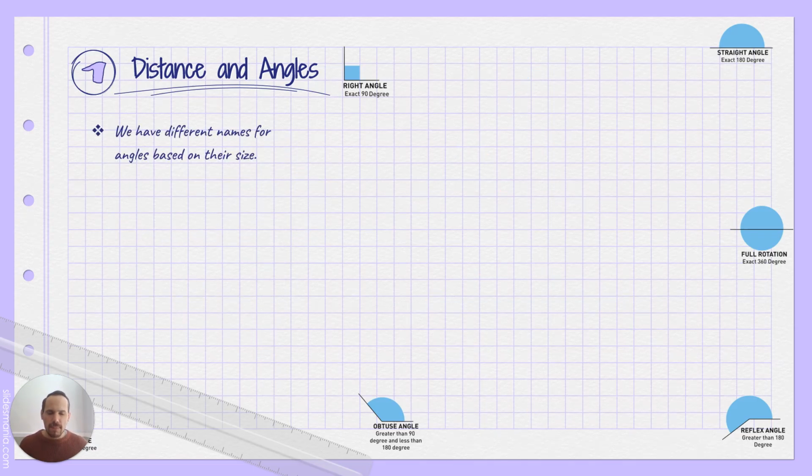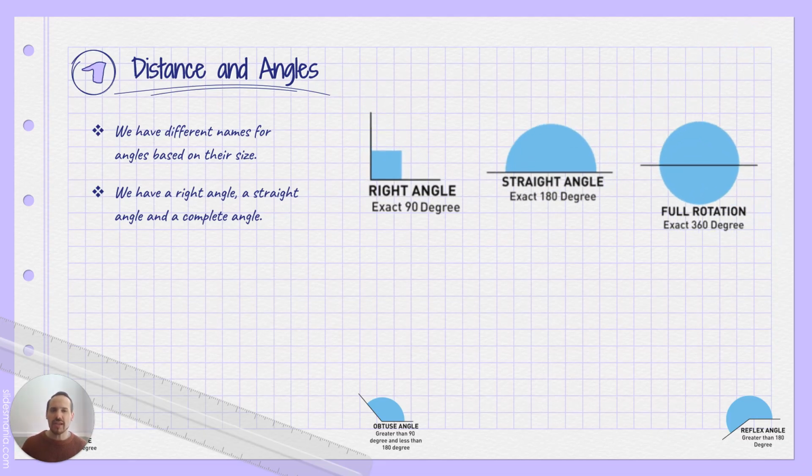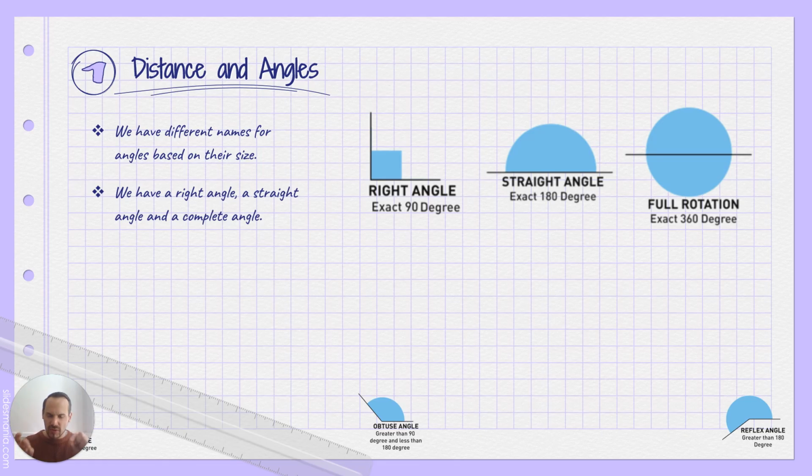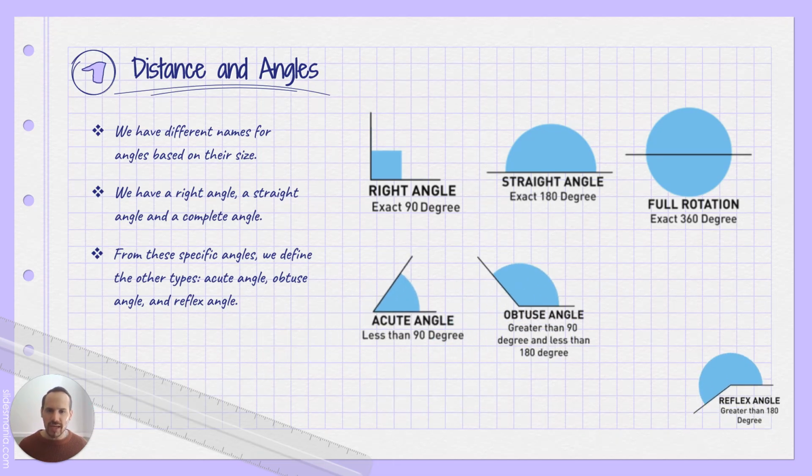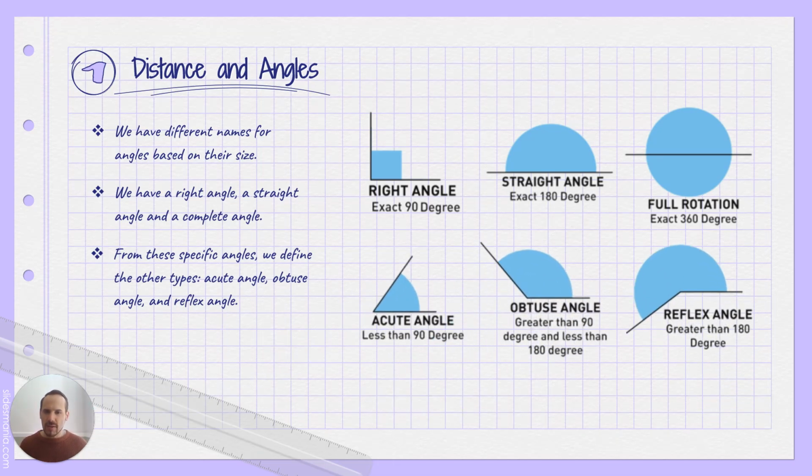And we have different categories of degrees that you might have seen scattered around the presentation here for different angles based on their size. So first of all, we've got right angle, straight angle, and full rotation, which represent very specific amounts, 90, 180, and 360 degrees, respectively. And then finally, we've got more like a range of degrees: acute angle, obtuse angle, reflex angle, which is 0 to 90 for acute, between 90 and 180 for obtuse, and then greater than 180 is reflex.